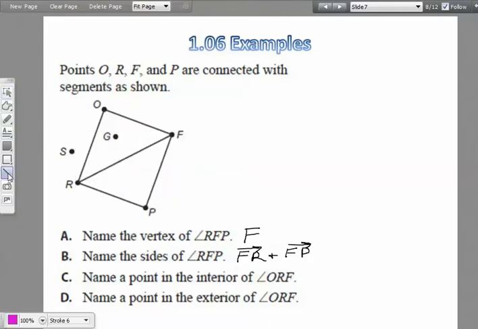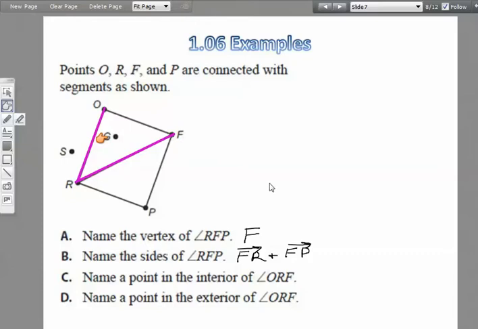Let me see, angle ORF. So R is going to be the vertex. So I'm going to have R to O, R to F. And if I'm naming a point that's on the interior, that's going to be this point right here. And when we're talking about the interior, it means it's between the sides. Okay? So let's name that point.